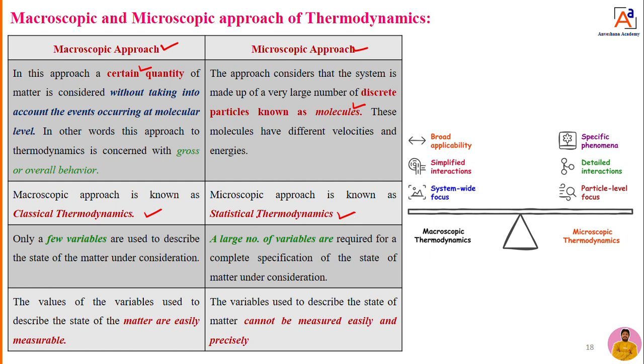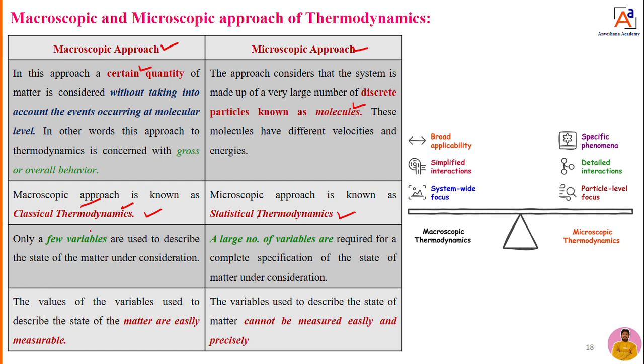Why is it a statistical approach? Because it uses a large number of variables for study, and it uses statistical equations for study, that is known as statistical thermodynamics. But macroscopic is the study in which only a few variables are considered, it is simple, and it uses simple mathematical equations for study. Hence we can call it classical thermodynamics.